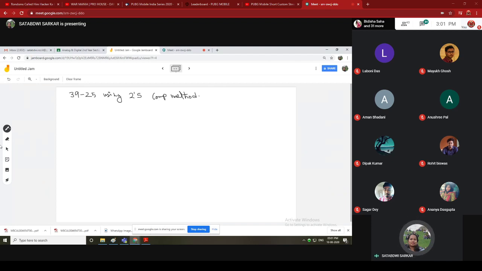Using the 2's complement method, first we will write 39. 39 is 1 0 0 1 1 1. This is 39. Now we have to represent 25.